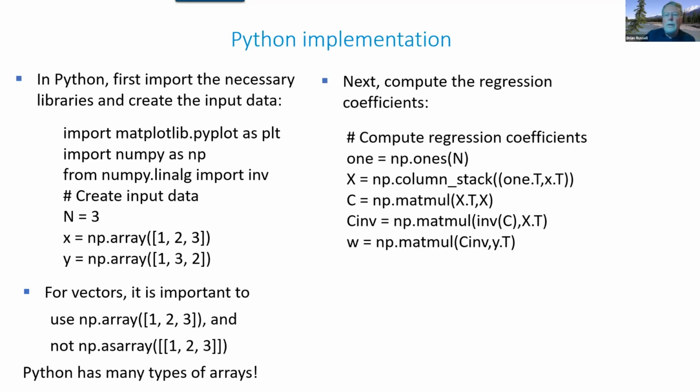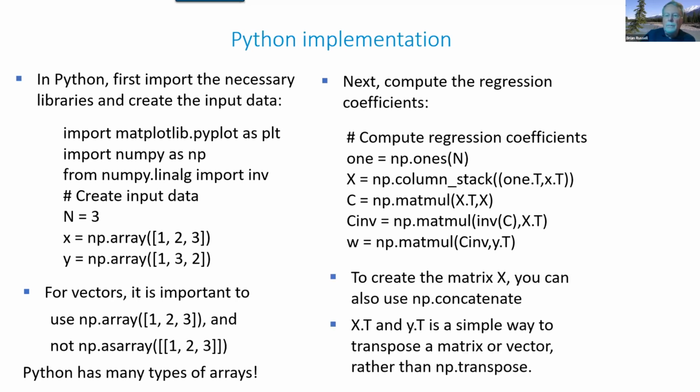Then you compute the regression coefficients. So I'm going to say 1 is np.ones. Ones just gives me 3 ones. Then I'll do a column stack. And by the way, you can also use np.concatenate, but I find column stack works better. Also, x.T and y.T is a simple way to transpose a matrix or vector. In Matlab you can always use the np.transpose operation to do the transpose, but I like that .T.